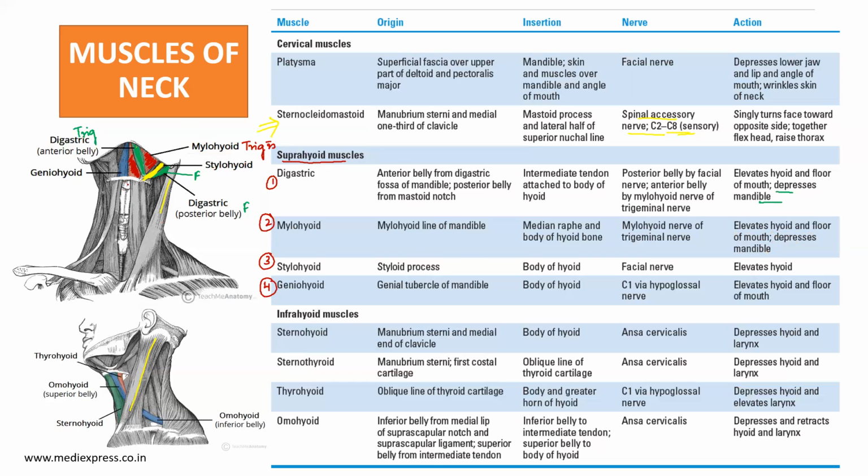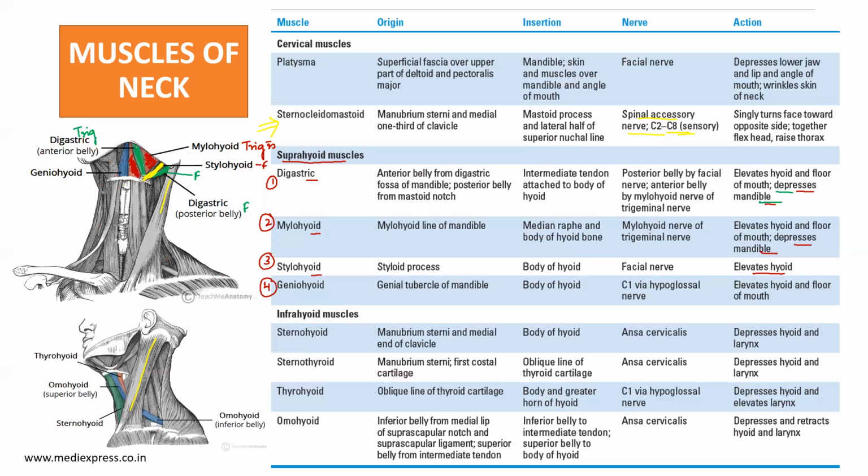Basically, the suprahyoid muscles, namely the digastric, the mylohyoid, the stylohyoid, and the geniohyoid, help in the elevation of the hyoid bone. These two, that is digastric and mylohyoid, will help in the depression of the mandible as well. The stylohyoid only elevates the hyoid bone. Stylohyoid, I've already mentioned in the yellow color. And I've already said the nerve that supplies it is the facial nerve.